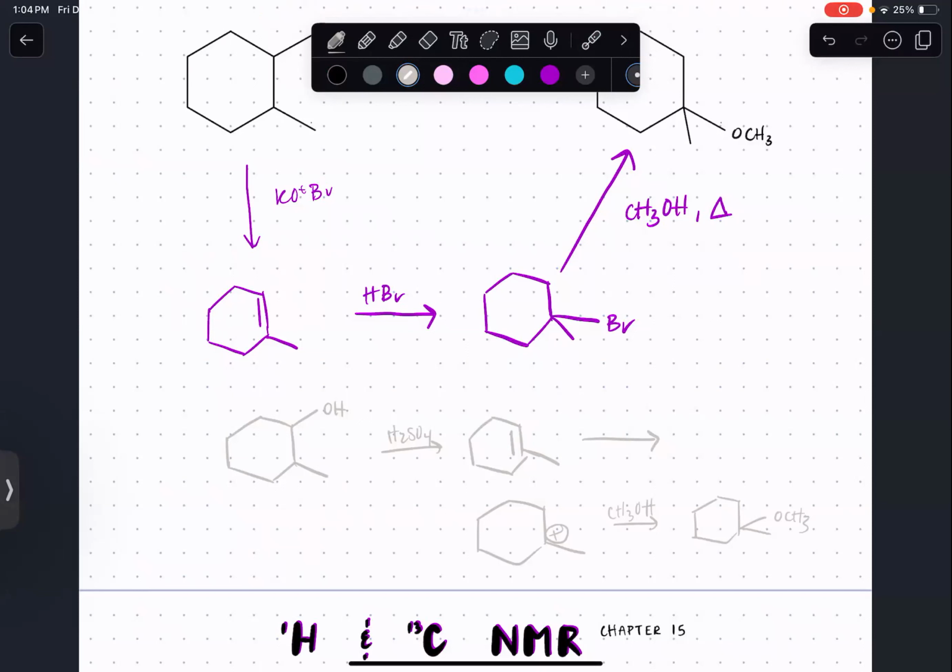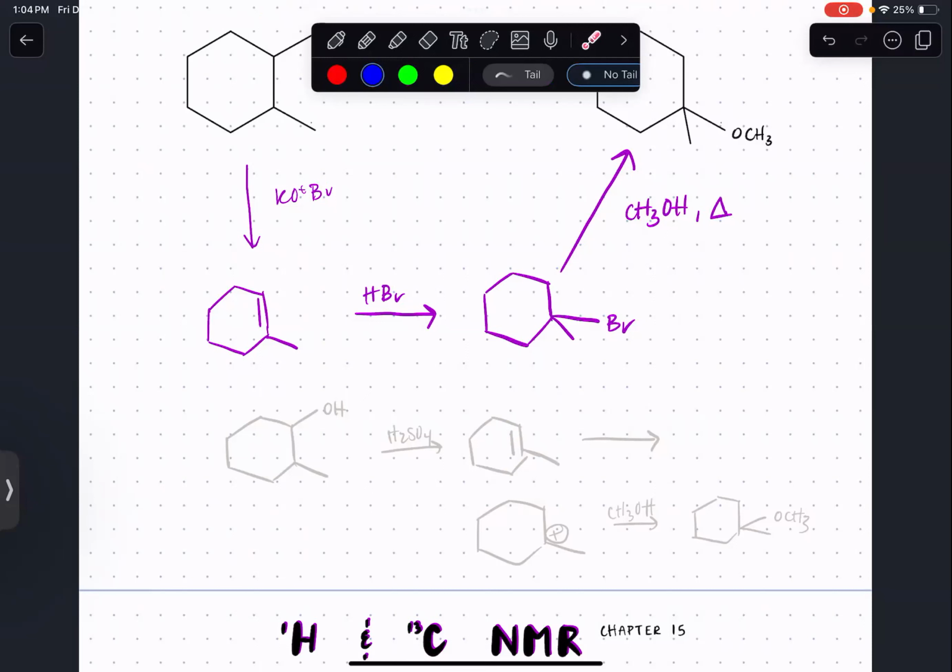Mhm. Okay. So your thinking there was really good. Okay? Super, super good. But I don't think this specifically would work just because when we do use the sulfuric acid here to get rid of this OH and make it a good leaving group, we automatically get a double bond forming there.